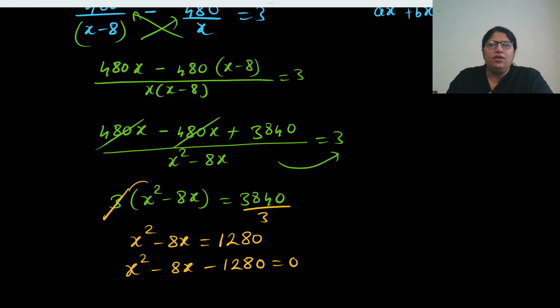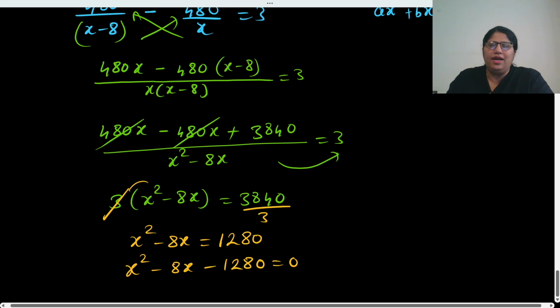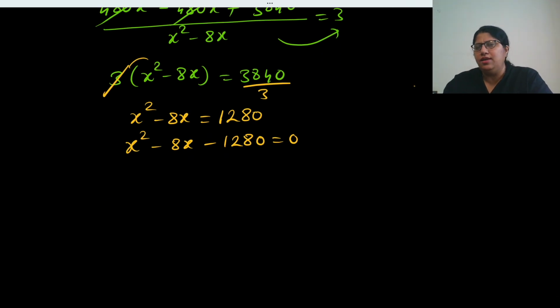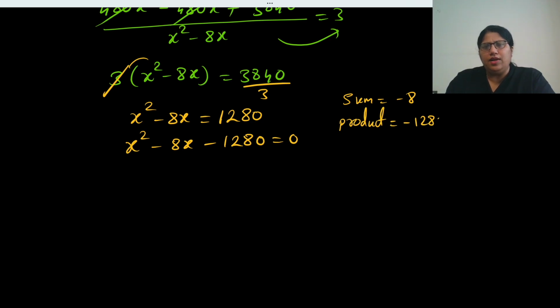So till here you are getting the simplest form of the equation, right? Now after that, what are you going to do to get the answer? You need to do the factorization. Most of the time in application based questions you are able to do factorization. But here, what should be the sum? The middle term is minus 8, and the product, because the coefficient of x square is 1, is minus 1280. How are you going to do it here?